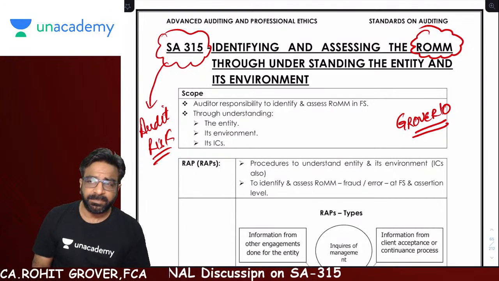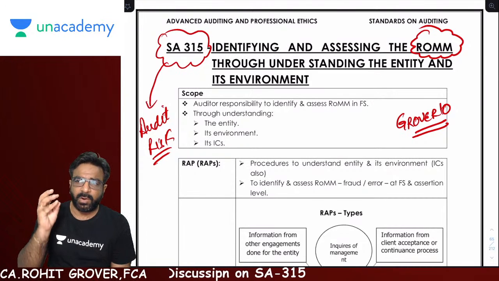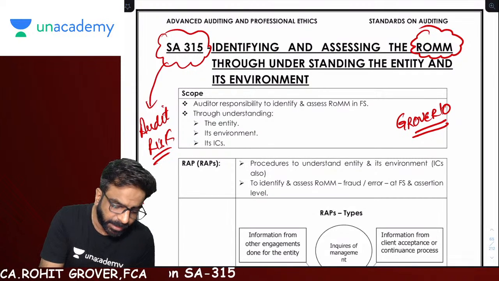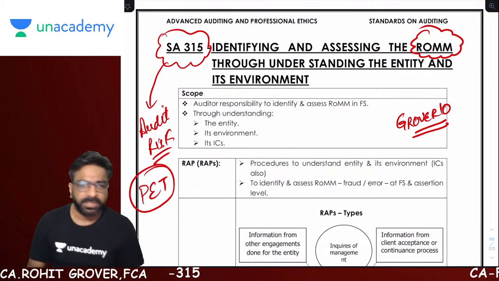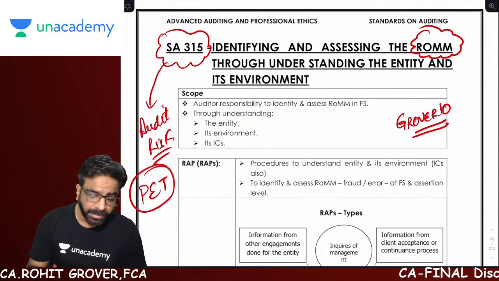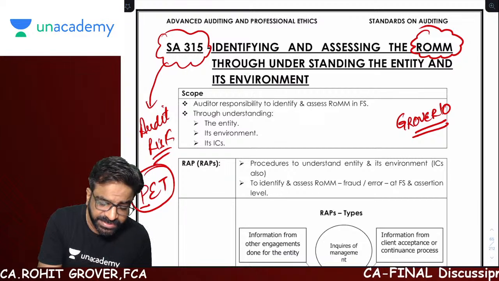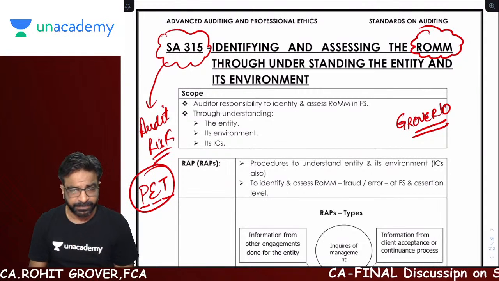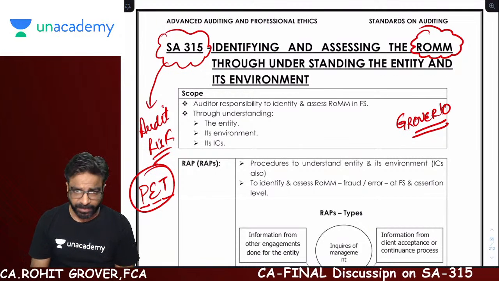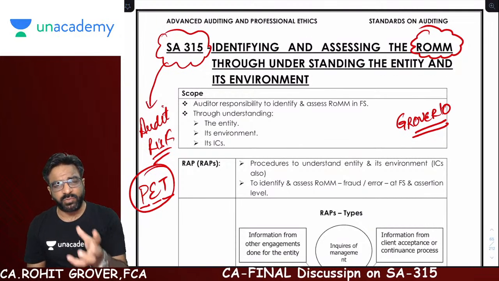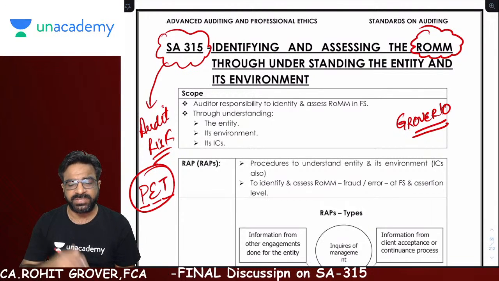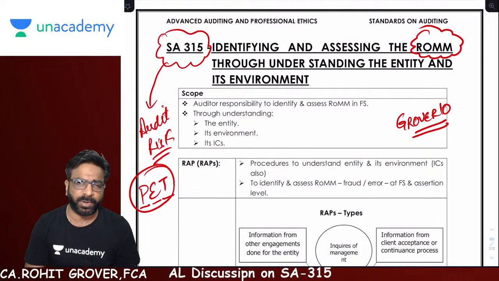Now see, sometimes the auditor fails to decide his PET in a proper manner. Sir, what do you mean by PET? PET stands for procedures, evidences, and techniques. Sometimes the auditor fails to decide his audit procedures in a proper manner. Sometimes the auditor fails to collect the audit evidences in a proper manner. And sometimes the auditor fails to adopt the audit techniques in a proper manner.